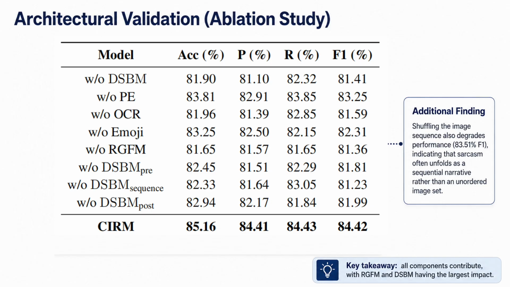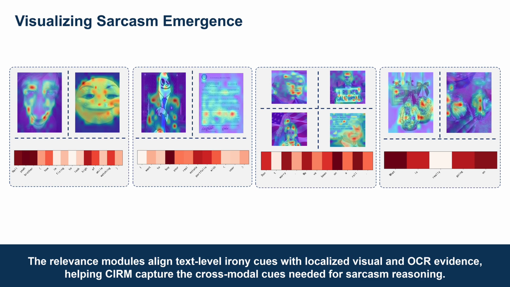We further conduct ablation studies to understand where the improvement comes from. Removing the dual-stage bridge or the relevance-guided fusion module causes a clear performance drop, showing that both cross-modal interaction and relevance-aware aggregation are important. Removing OCR also hurts performance, which confirms that embedded image text is useful for sarcasm reasoning. Positional encoding and emoji features also contribute, although with smaller gains. Overall, the ablation study suggests that the performance improvement comes from the combination of all components, not from a single isolated module.